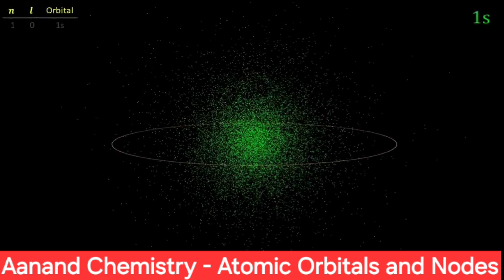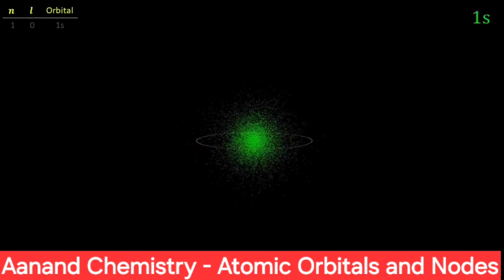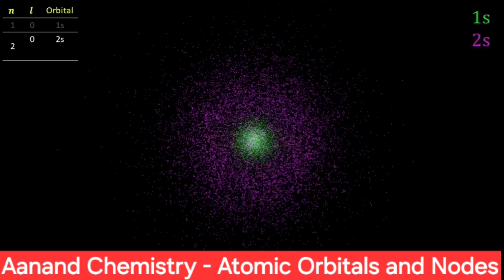The radius of the second Bohr orbit is 4 times the Bohr radius. Therefore, we must zoom out. Quantum level 2 comprises two values of the orbital quantum number. Orbital 2s corresponds to L equals 0. As we see, this orbital occupies a much wider region.